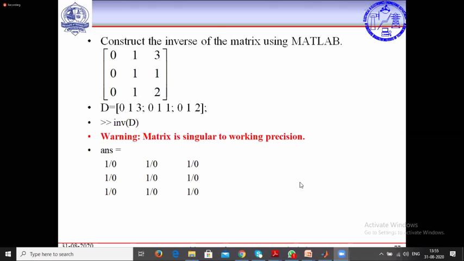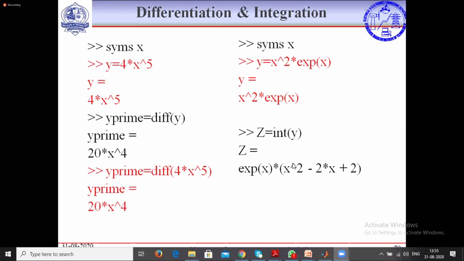If you want to find differentiation and integration, this is also one important thing. We have to borrow some toolboxes. Okay, next one is differentiation and integration. This is somewhat more, not related to our syllabus, but I'm giving some small inputs so you can do it easily. Okay, syms x.